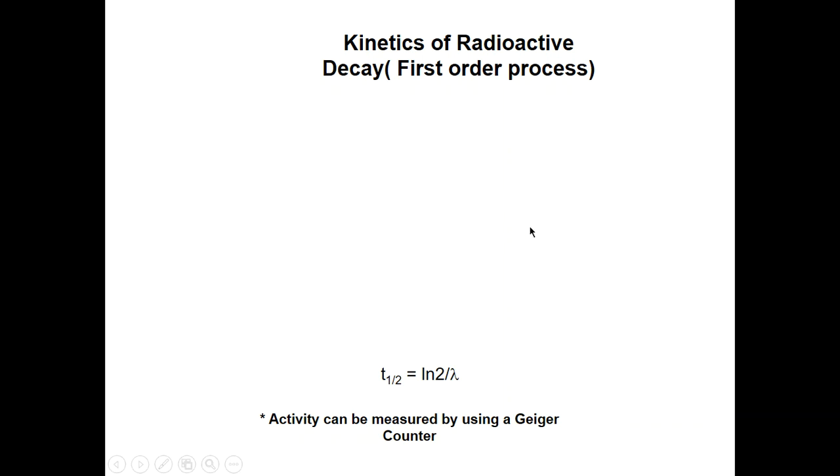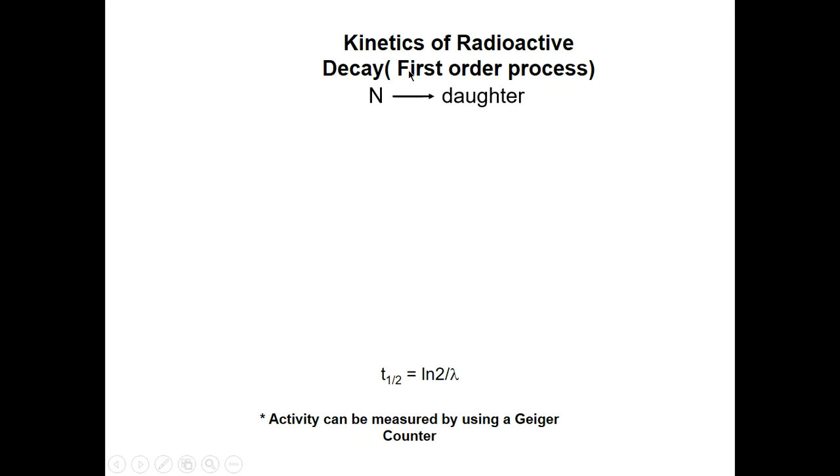Okay, so now we're going to talk about the kinetics of radioactive decay. And the very first thing I want to say here is that all radioactive decay are first order processes. All right, so there's no such thing as a second order or zero order decay. All decay processes are first order processes. So that's the first thing you need to keep in mind.